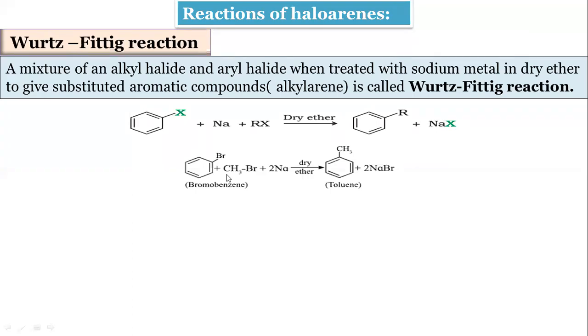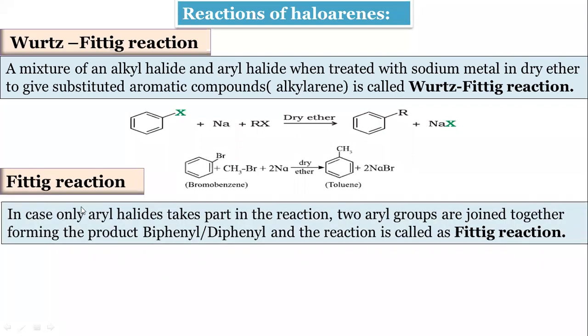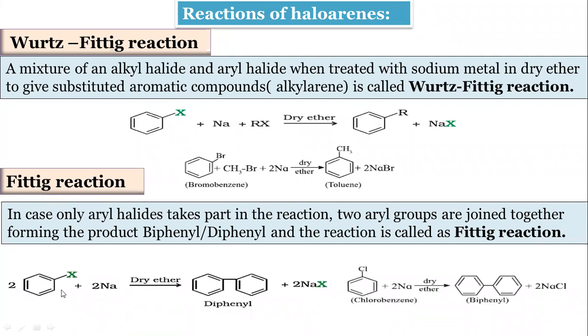Then the next one is the Fittig reaction. Wurtz Fittig is different and Fittig reaction is different. In Wurtz Fittig, one alkyl halide and one aryl halide are taken, and in the Fittig reaction both are aryl halides. See here, one example I have shown: 2 molecules of chlorobenzene we have to take, with 2 Na, and we get biphenyl here. I forgot to write 2 molecules of chlorobenzene. Coupling takes place and we get the biphenyl compound here.